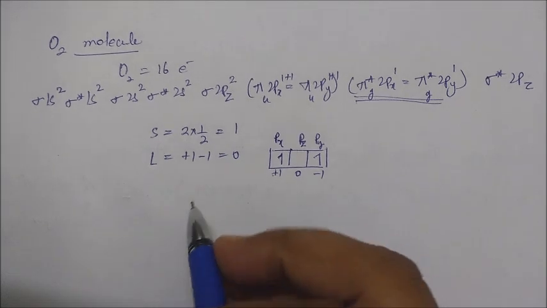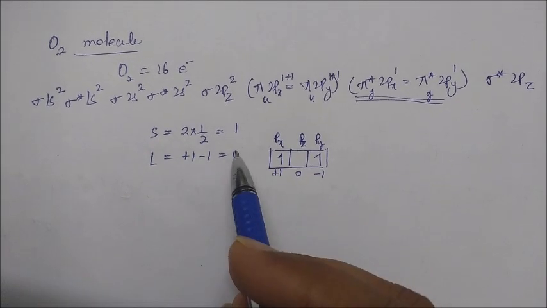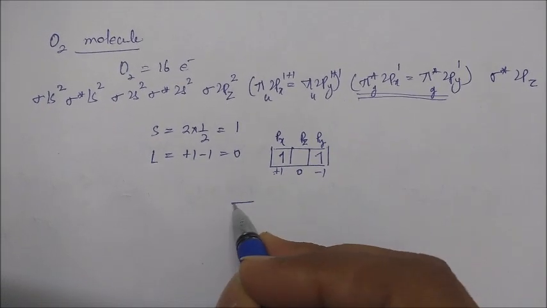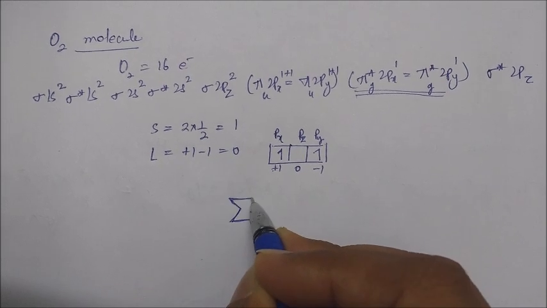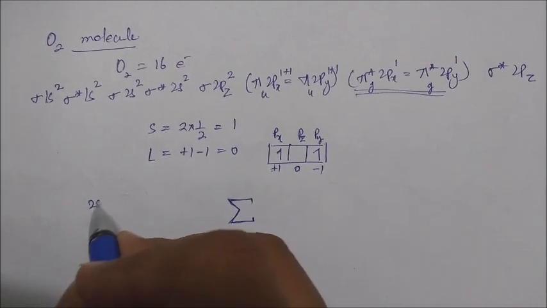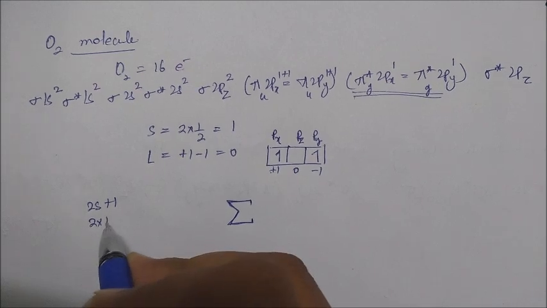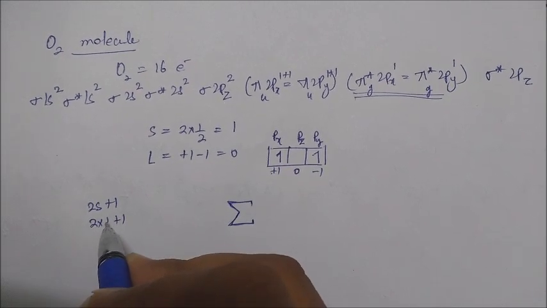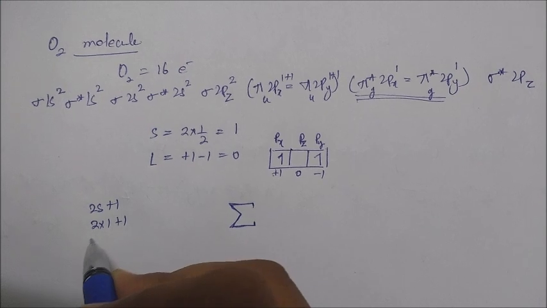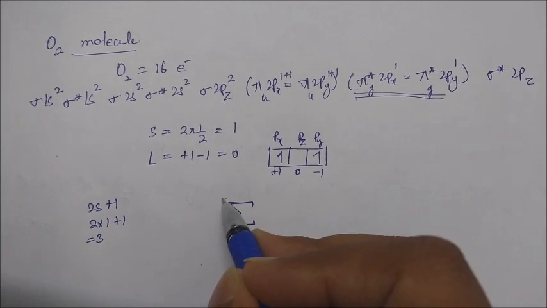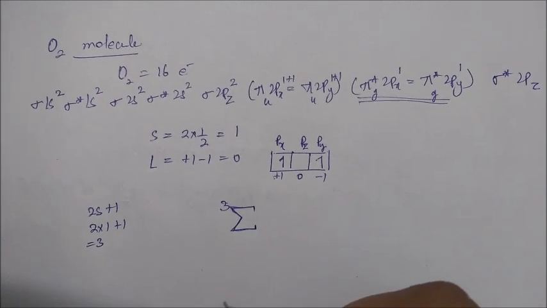According to the first rule, if the value of L is 0, then we have sigma as the spectroscopic term. Then spin multiplicity is 2S plus 1, that means 2 into 1 plus 1, that will give you 3. So spin multiplicity is 3, so I am writing 3 over here.